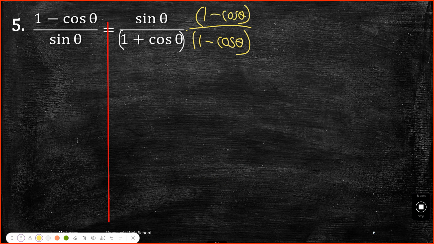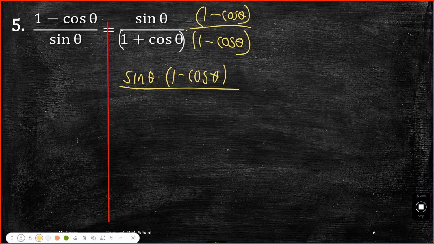Well, really, because we're not doing anything to it, anything over itself is 1. So it's allowed mathematically. All right. So I'm getting already that 1 minus cosine theta on top. Because I'm already looking at this other side too, see, because I have it here, I need it there. So I'm going to have sine theta.